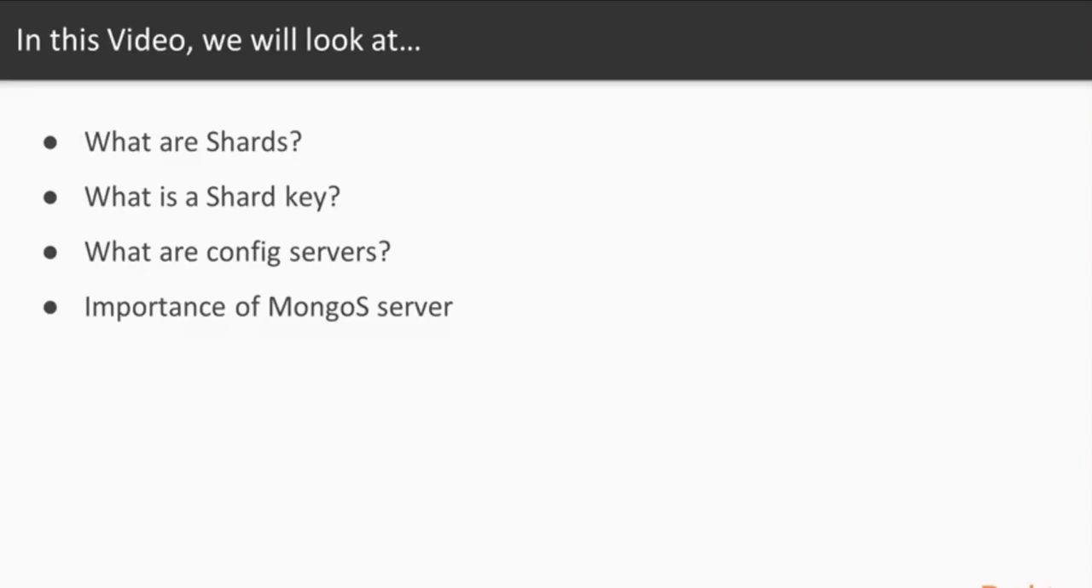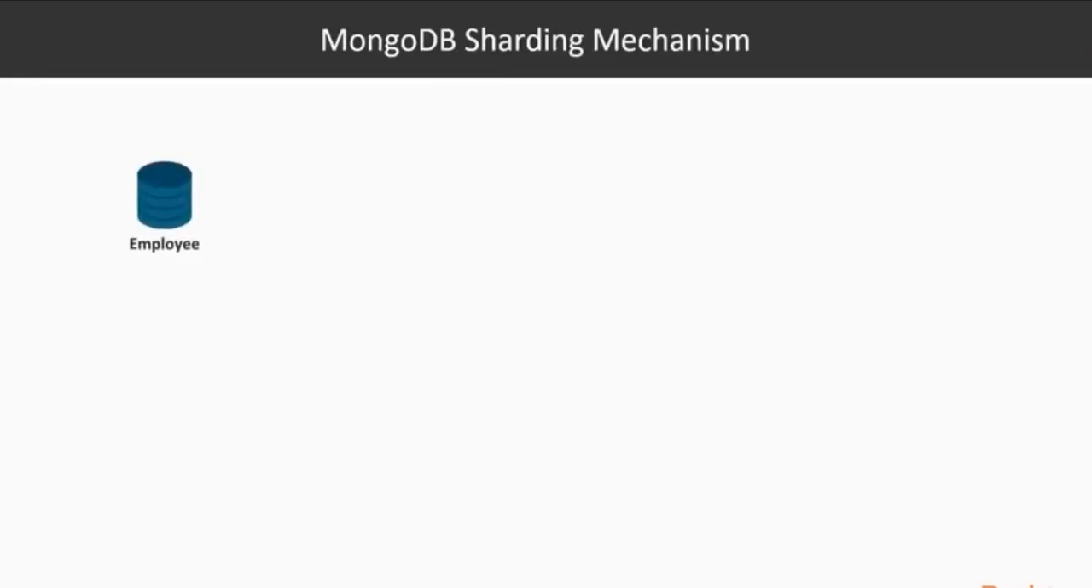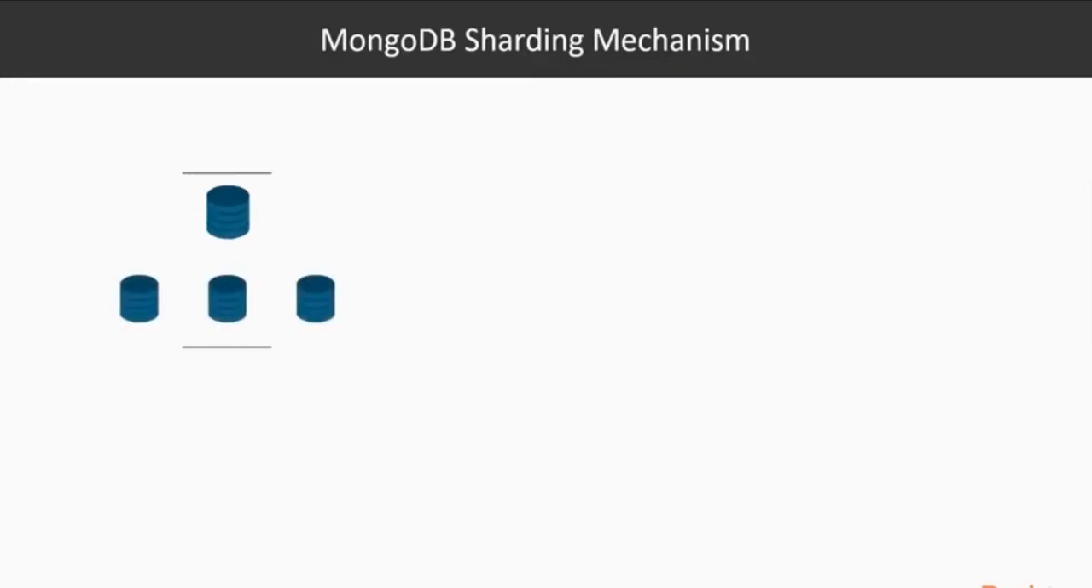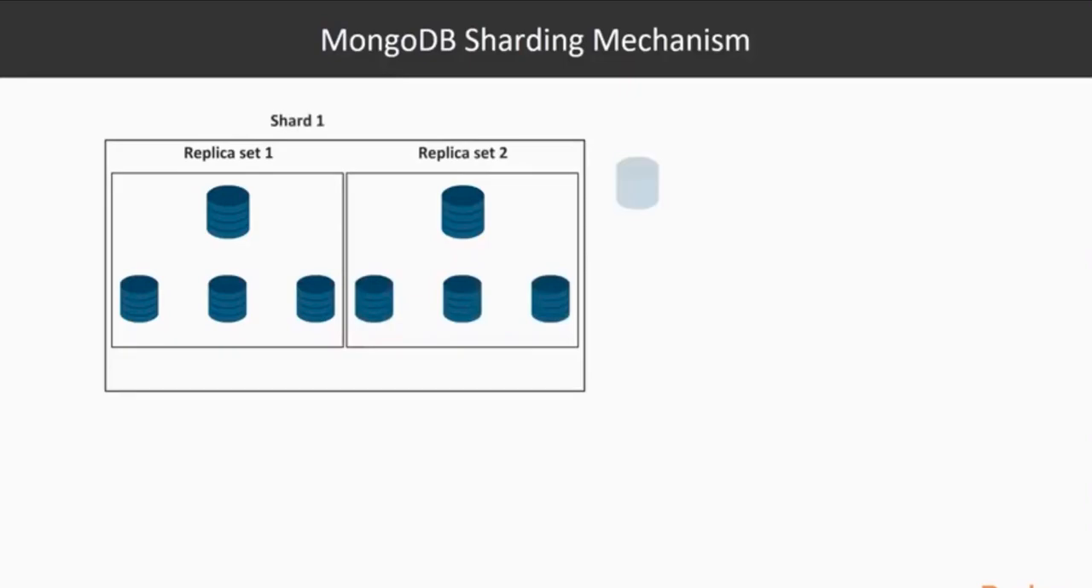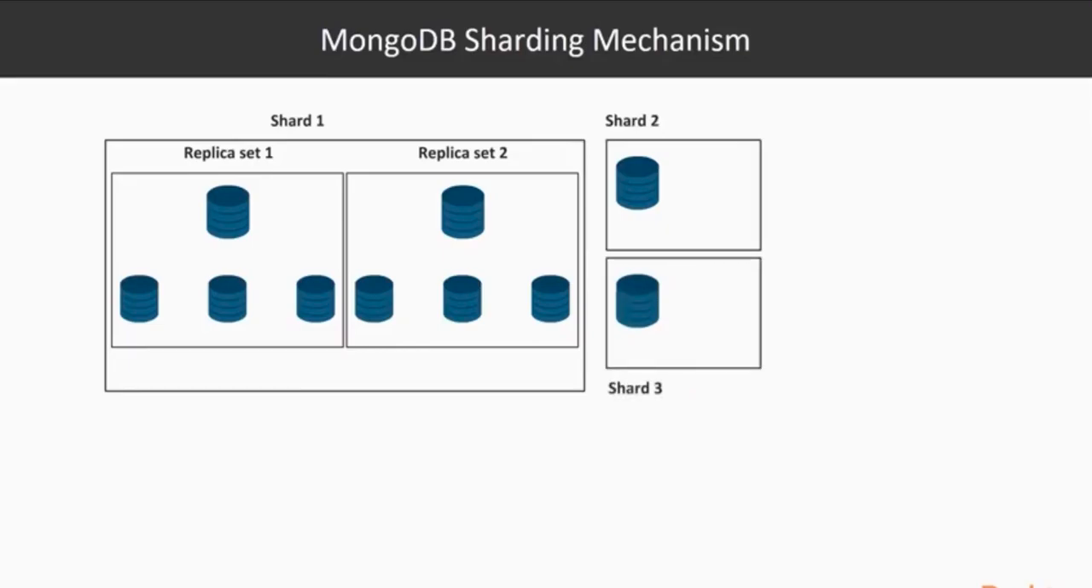So let's first try to build a scenario around this to understand the mechanism properly. Let's say I have an employee database which has records from employee ID 1 to employee ID 100. Then let's say I have two replica sets. This I group up and call shard 1. Then I have another replica set which I group up and call shard 2. Then I have another single MongoDB instance which I call shard 3.